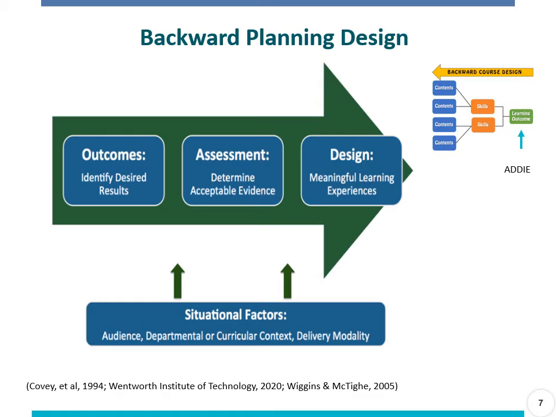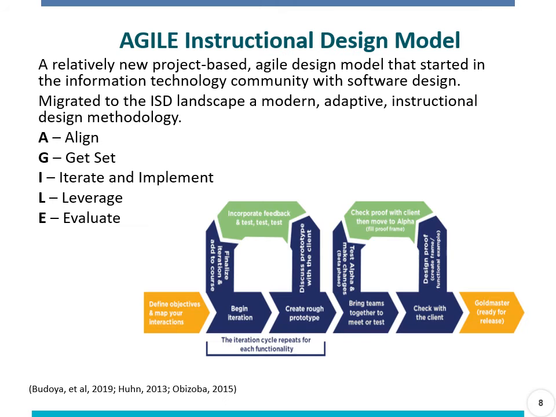Now, we've talked about the ADDIE model, which is very straightforward, five direct phases, a very linear approach. We've just talked about the backward planning design that begins with the end in mind. Now we're going to talk about the Agile instructional design model. The Agile model stands for align, get set, iterate and implement, leverage and evaluate.